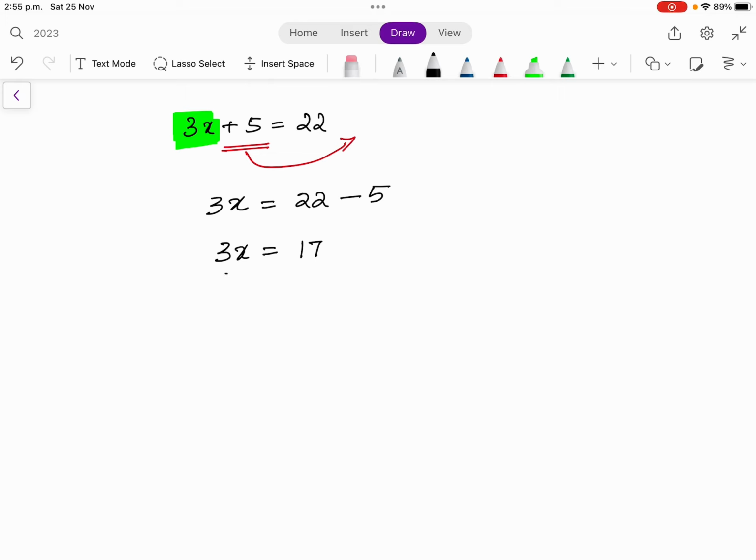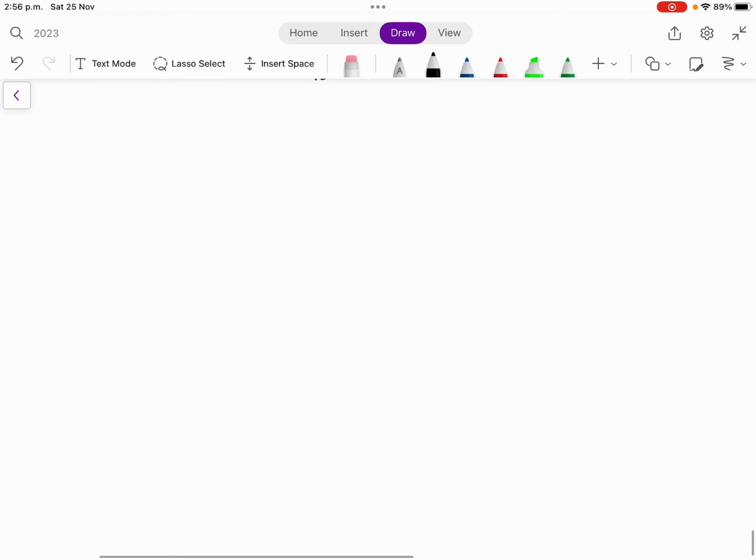Then on the left hand side, you need only x as the variable. So you divide this by 3 and divide this by 3. So x is equal to, when you divide, this gets cancelled, so x is equal to 17 over 3, or whatever decimal you get for this number. So this is how we do it. Let us try to do some more questions so that we understand.